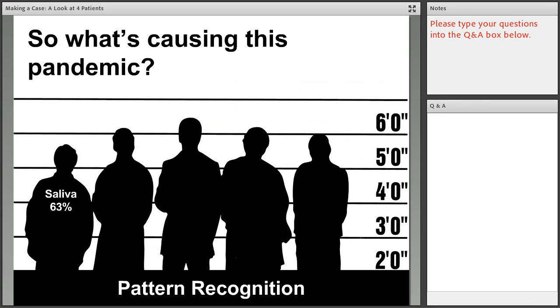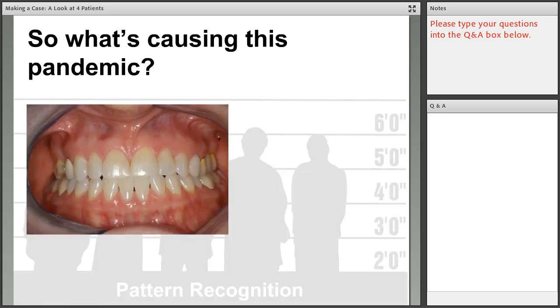So let's just look at these real quick before we get into these 4 cases tonight, and let's talk about saliva. You know that 63% of the patients have self-reported a dry mouth. What do they look like? Well, typically, they don't have any saliva. You look in there, there should be saliva pooling in the vestibules. There should be saliva bubbling in the back by the molars. There should be saliva bubbling through the interproximal areas. The tissue should be wet.